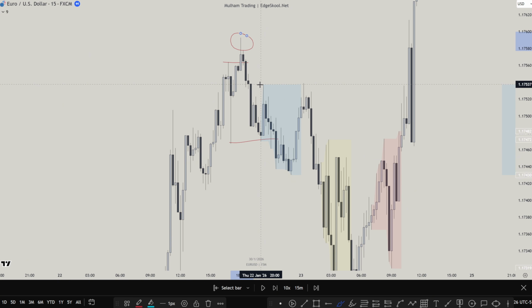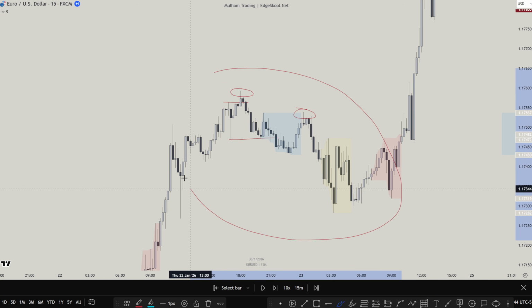Where can we sell? I would be sitting at this high, because this high being taken with the structure is bearish, and I'm taking highs where the continuation will be to the downside. So here you can sell going lower, and that's the best way to trade, always with the structure.